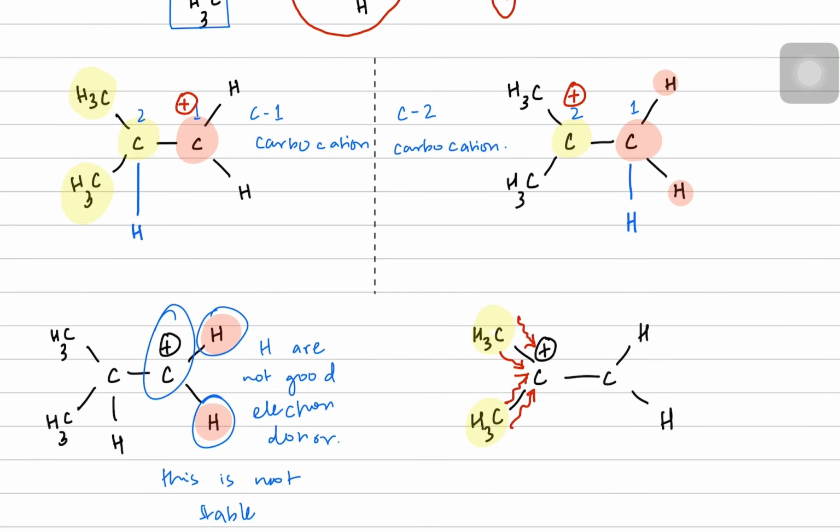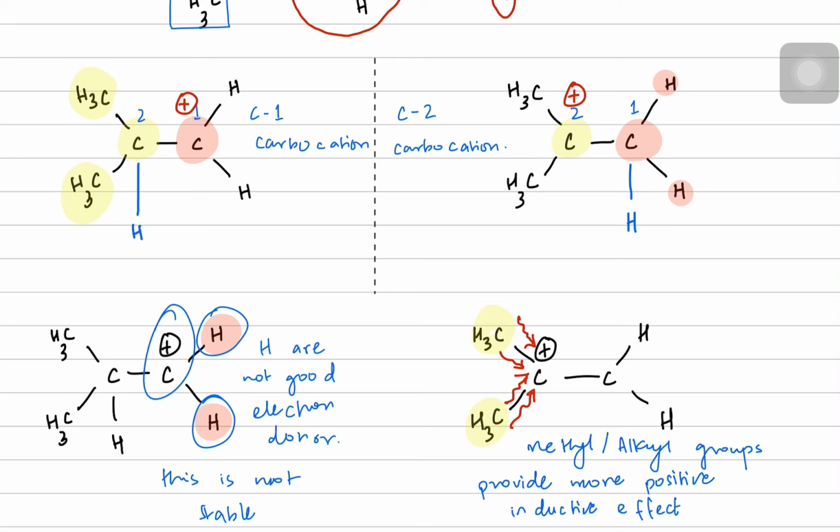So let's say that methyl or alkyl groups means any carbon chain, right? So methyl or alkyl groups provide more positive inductive effect. Now what is positive inductive effect? It means the capacity to share electron density towards the carbocation.